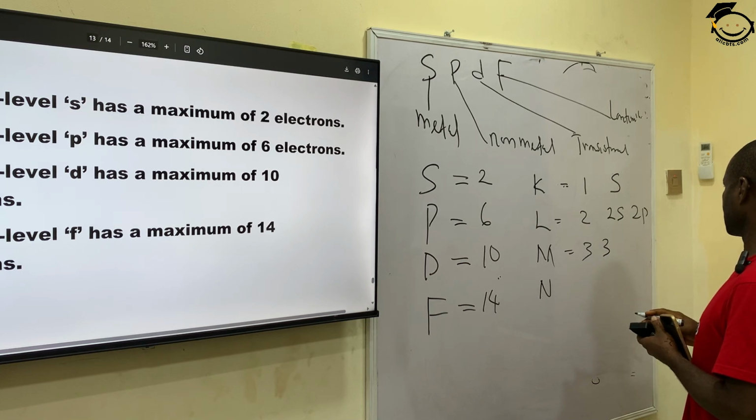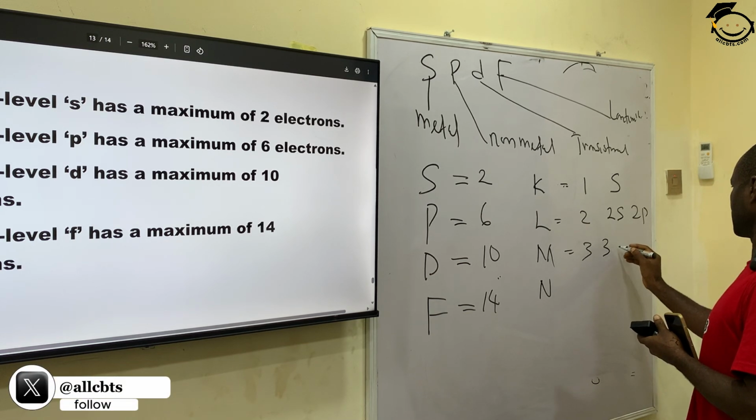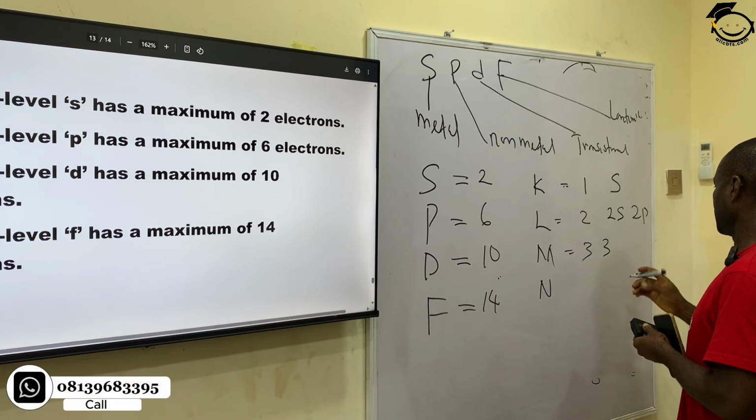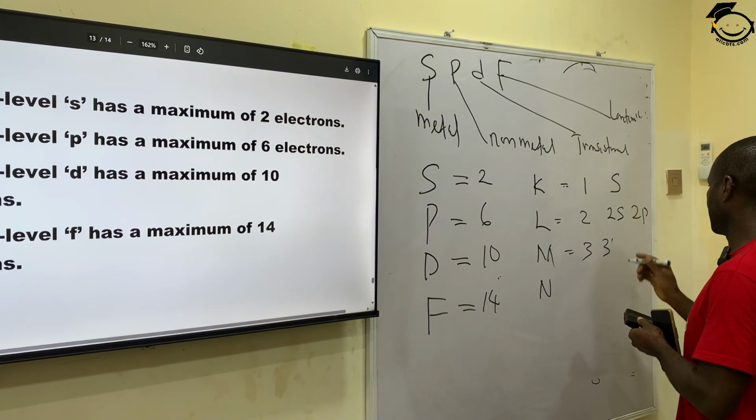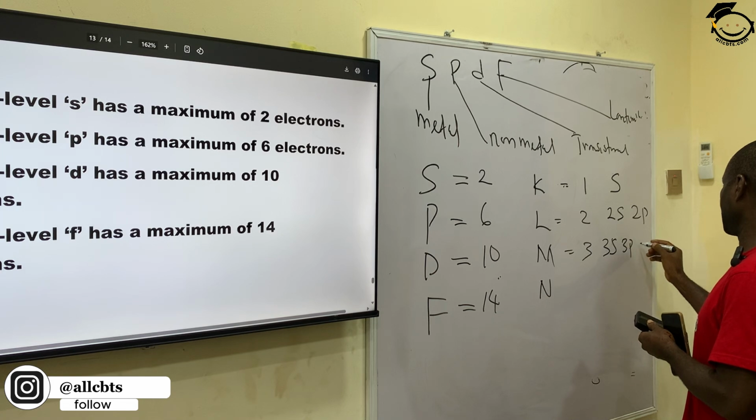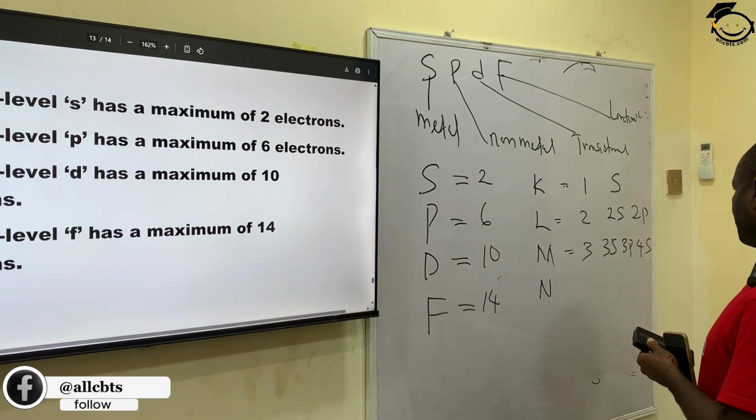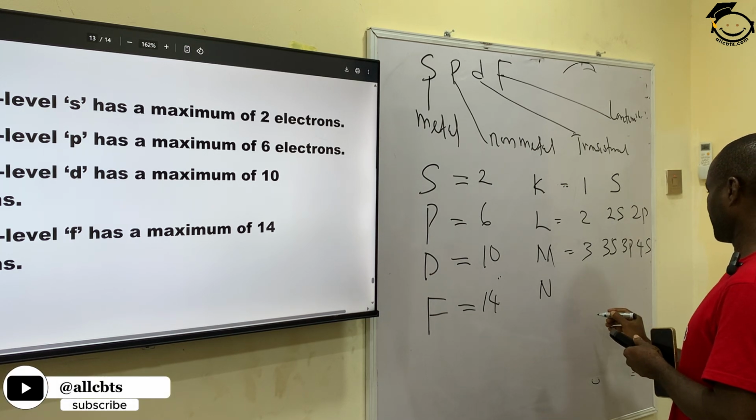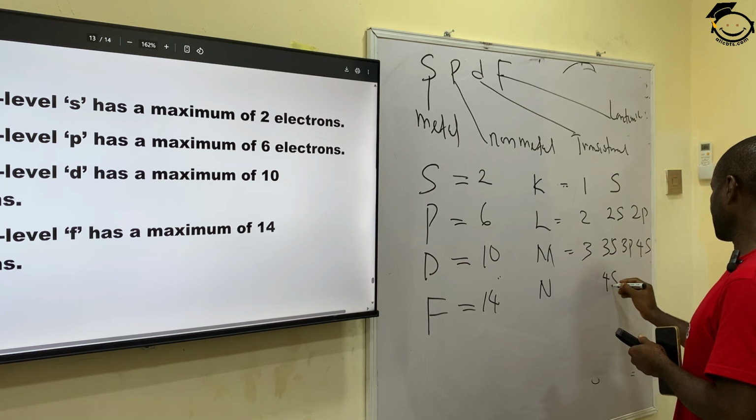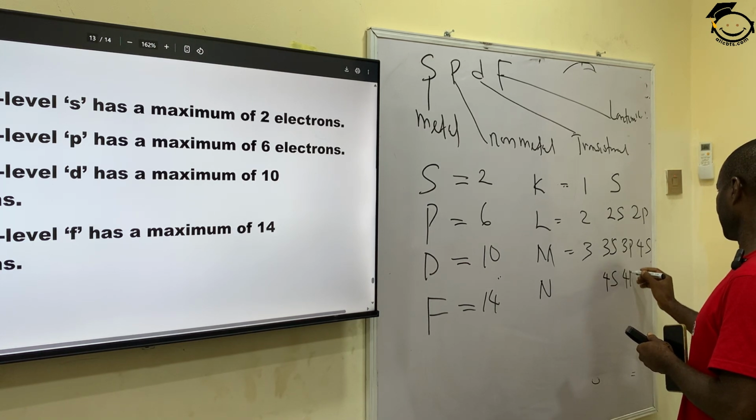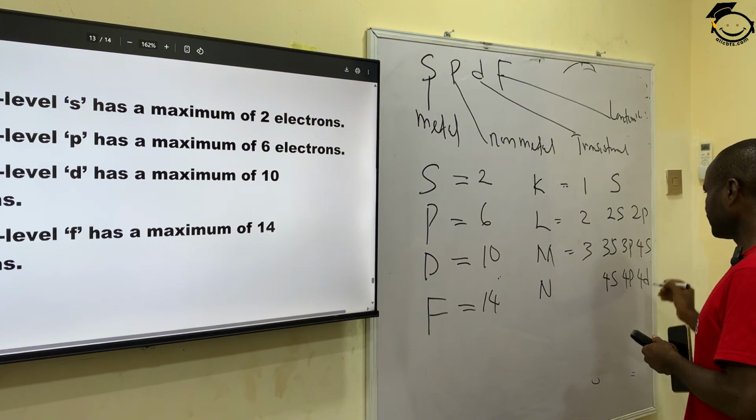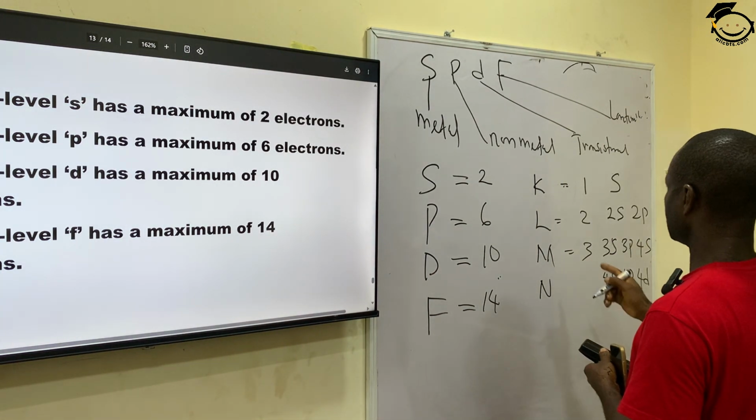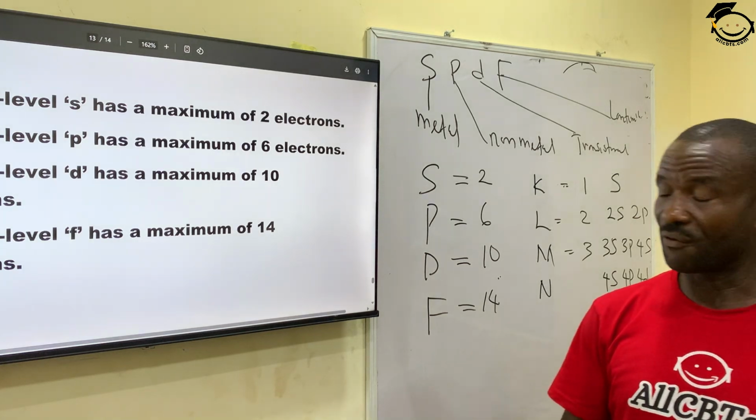For the third, we have 3S, 3P, and for the fourth, we have 4S, 4P, 4D. I want to show you the short form of remembering how to arrange the elements in a modern configuration.